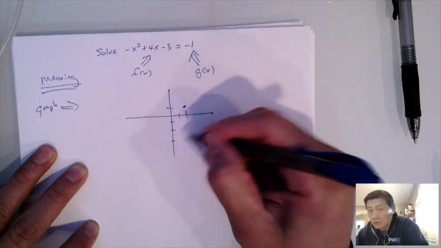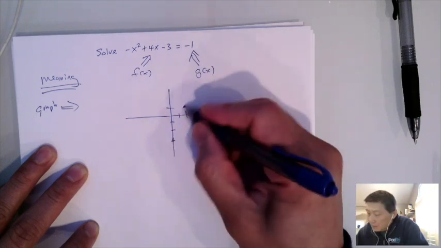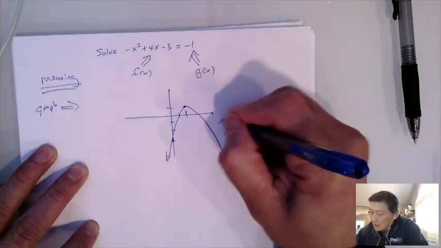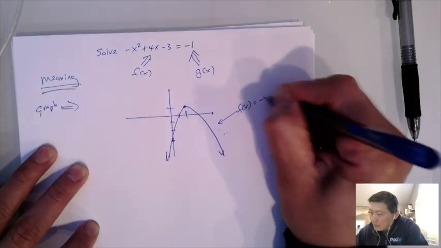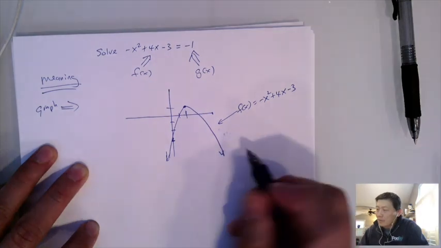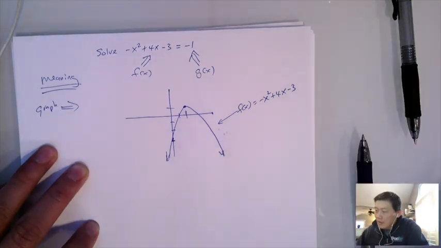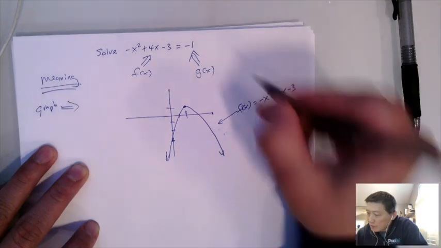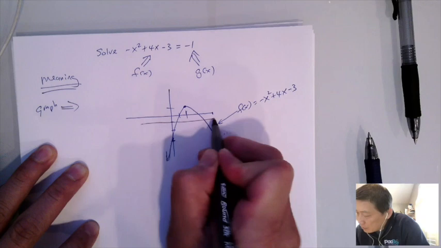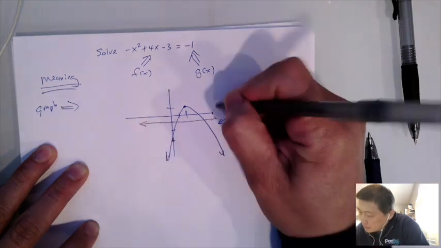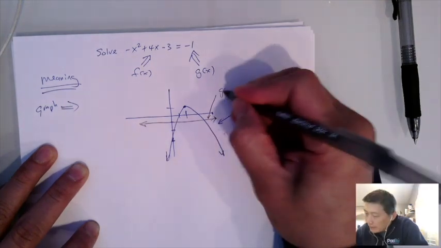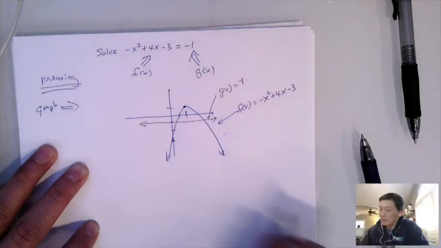This is literally just taking the same problem that we have. This is a function, f of x, equal to negative x squared plus 4x minus 3. This is what we just went over. But then we'll have a g of x equal to negative 1. What that means is that negative 1 is right here. So you have this function, and this black line right here is g of x equal to negative 1.